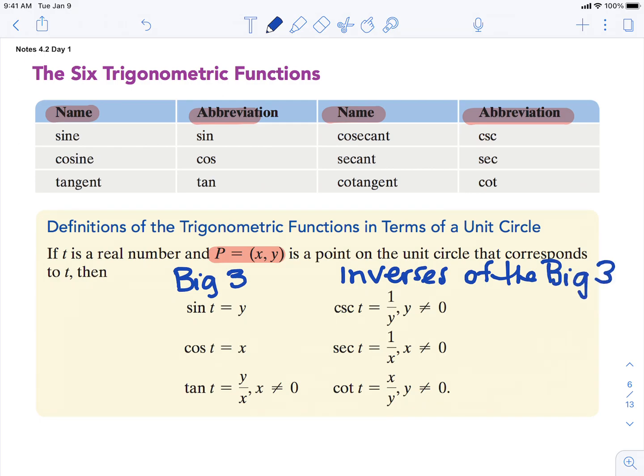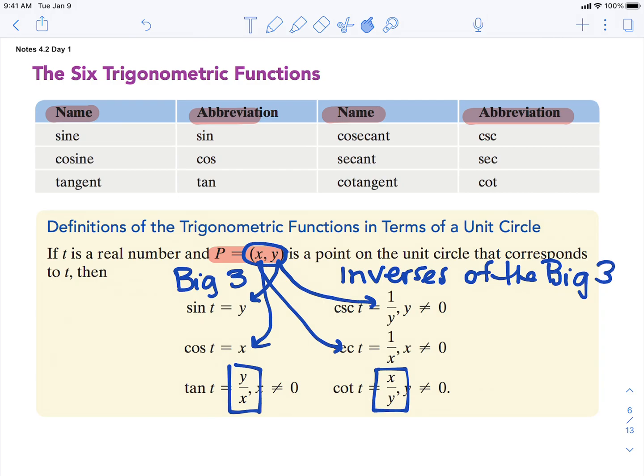So the ordered pair for x and y, notice this will be your y value. So then the cosecant will be the reciprocal of y. For the cosine value, it's the x. And then the secant value, it's 1 over x. And then for tangent, you're going to divide y over x. And then cotangent, you're going to reciprocate.